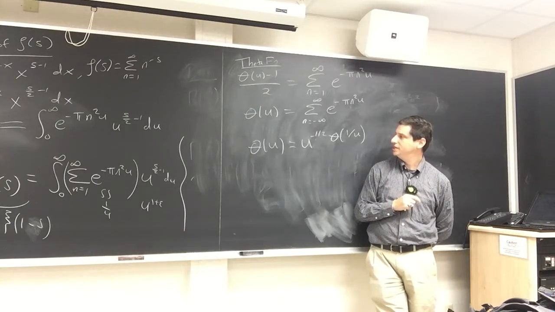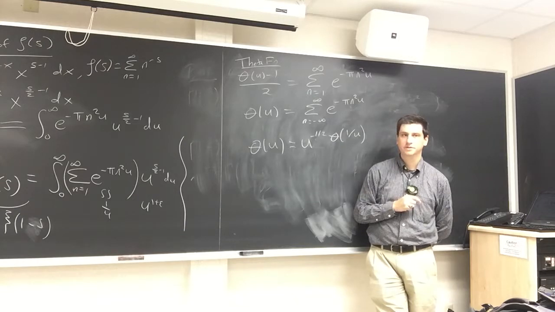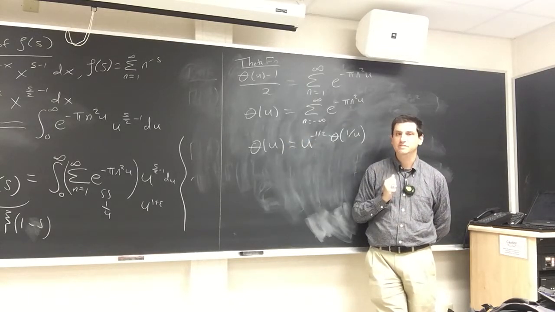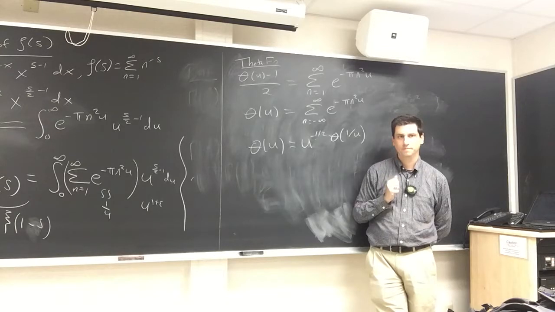So it allows you to take its values at one place and get its values at another place. And it's this transformation property over here that's going to lead to the functional equation of the Riemann zeta function.